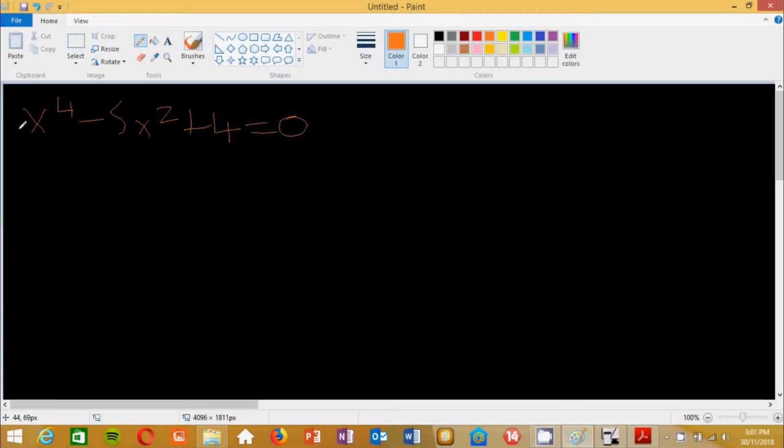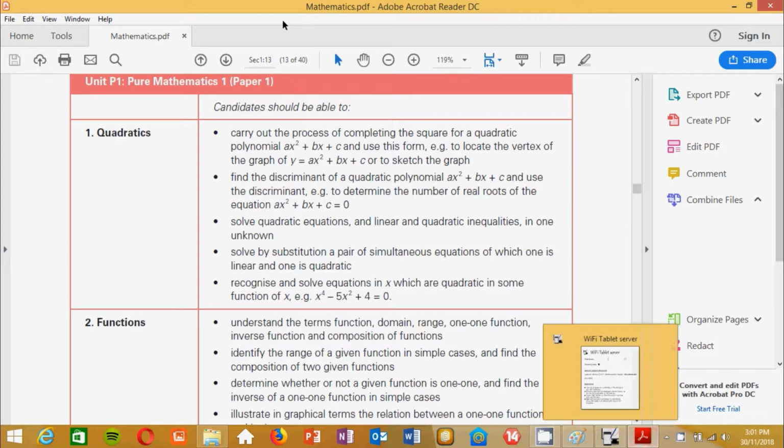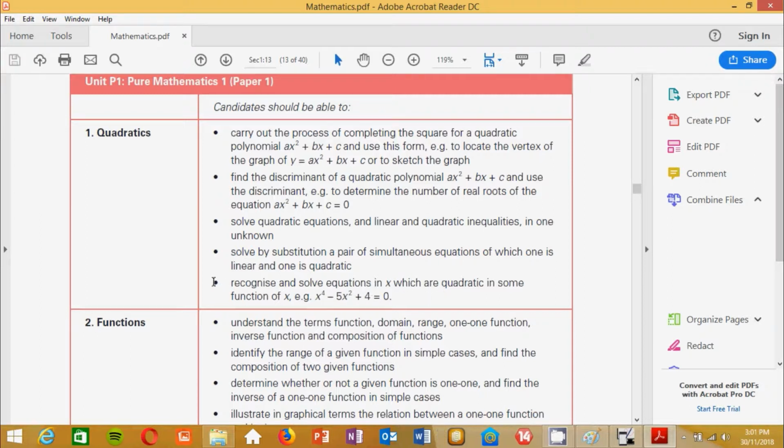This equation, actually, I took it from the syllabus. For those of you who've been wondering, the syllabus says nothing about disguised quadratic equations, it's actually there. "Recognize and solve equations in x which are quadratic in some function of x, e.g. x to the power 4 minus 5x squared plus 4 is equal to 0." Basically, the syllabus is telling you you should be able to recognize and solve disguised quadratic equations or hidden quadratic equations. So this is actually the bullet point that we're looking at in the syllabus here. And this is the example that I took.